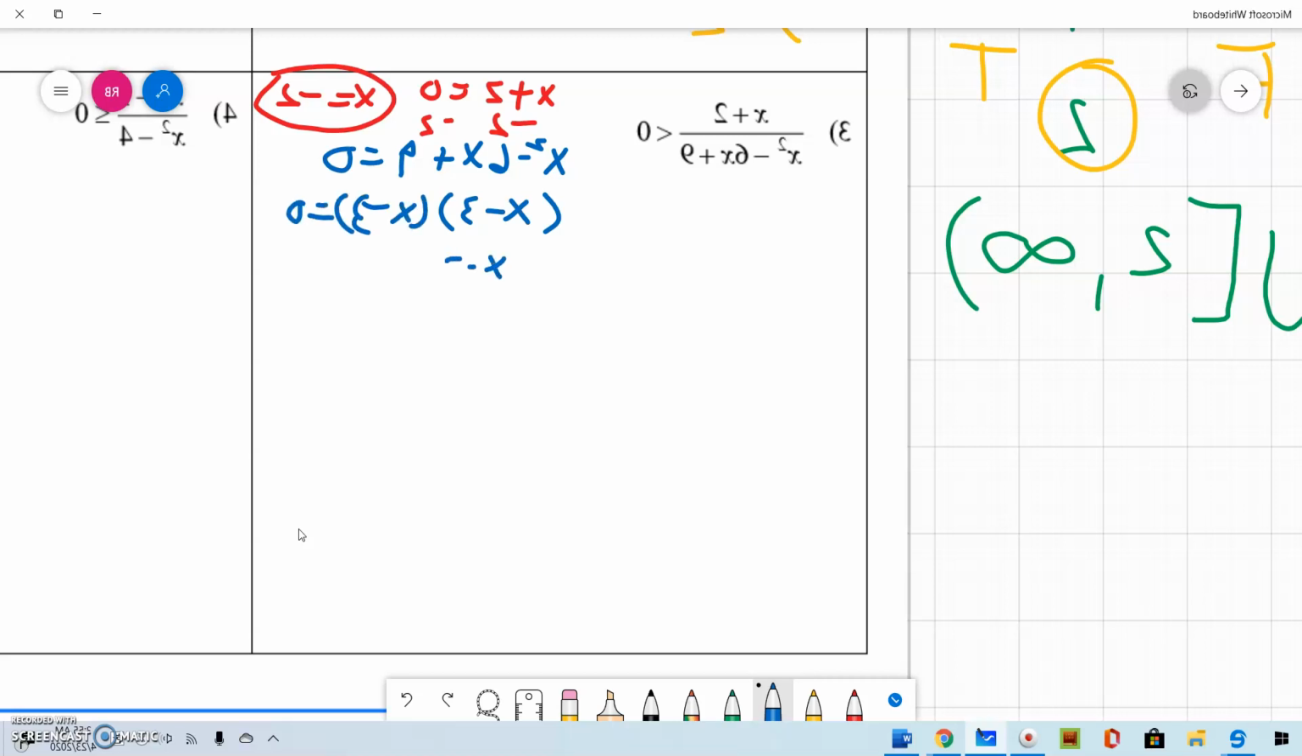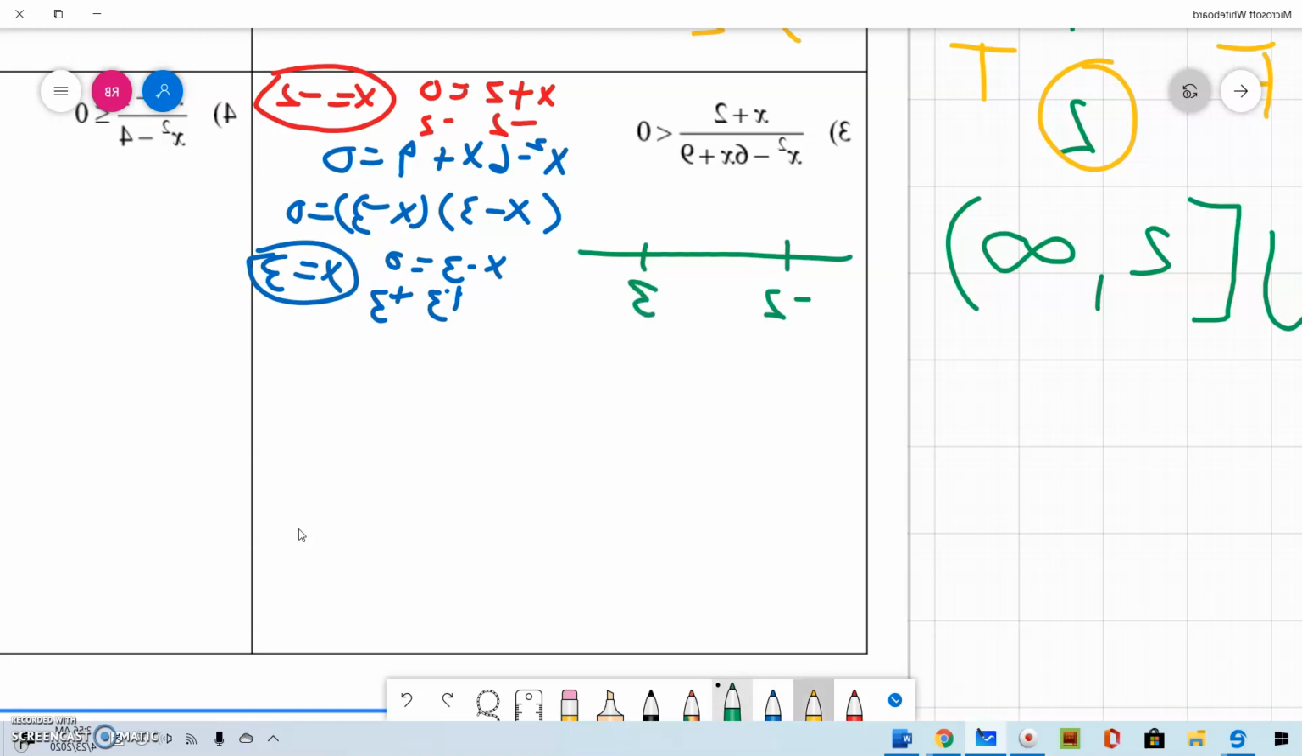So x minus 3, I just need to do it once because it's the same. So x equals 3 is another one. So once I have those two, I draw a number line with those two numbers, and then choose some number in between, and then plug it in. Again, I'm going to use the method I used before.